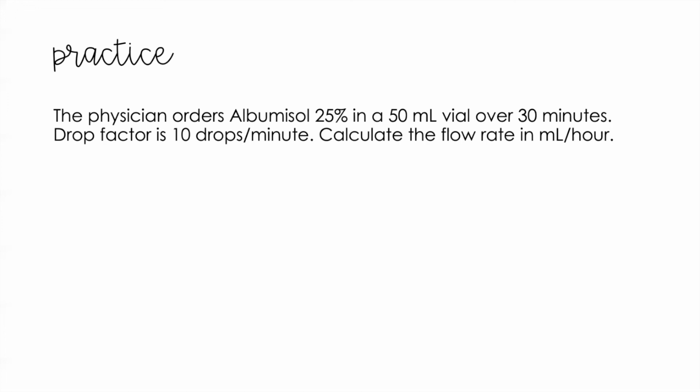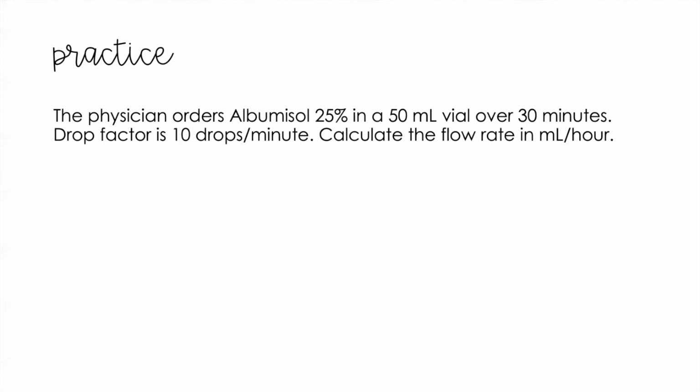Okay, so there are a couple of different things about this problem. So what we have ordered is albumisol 25% in a 50 milliliter vial. So 50 milliliters is your total volume. So remember, it doesn't have to be this huge amount of volume that we're giving. 50 milliliters in this problem is the volume. Remember, it does not matter what the volume is. That is irrelevant. Now, this time we're asked to give it over 30 minutes.